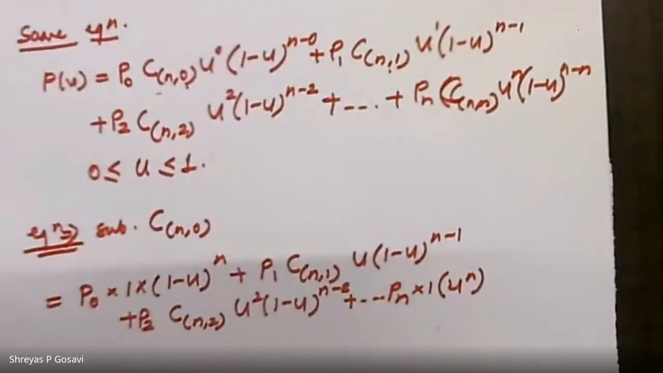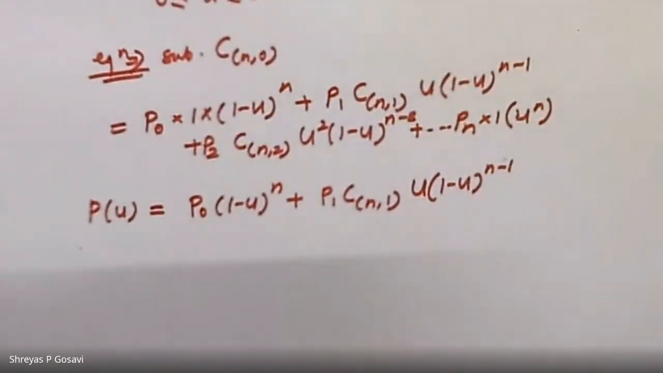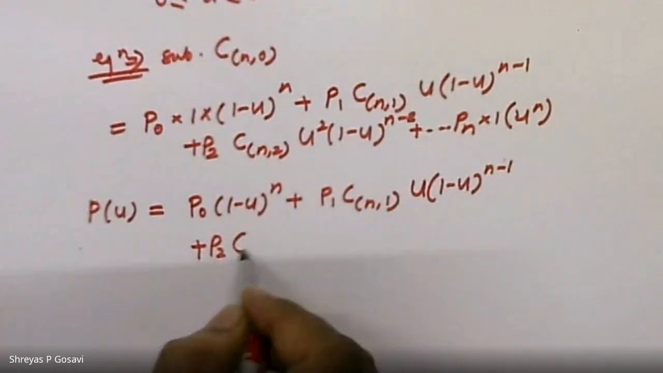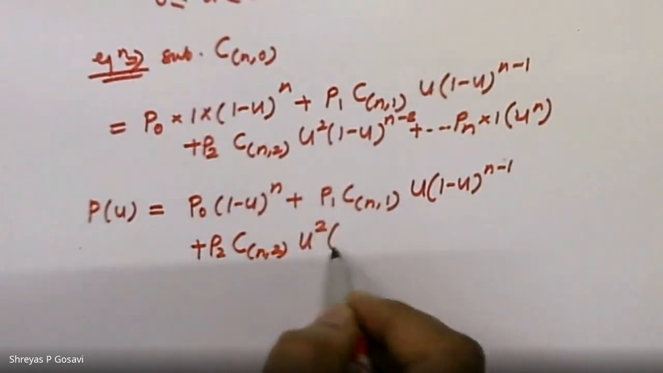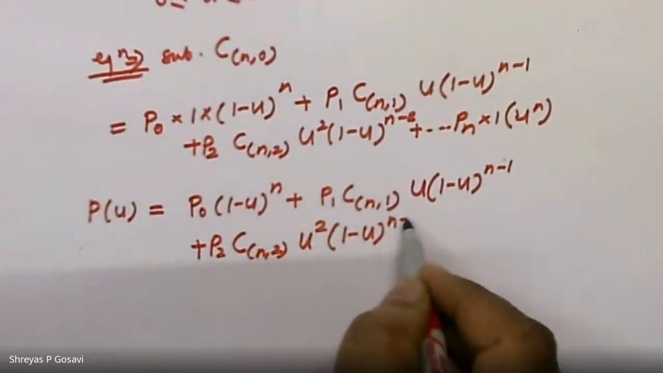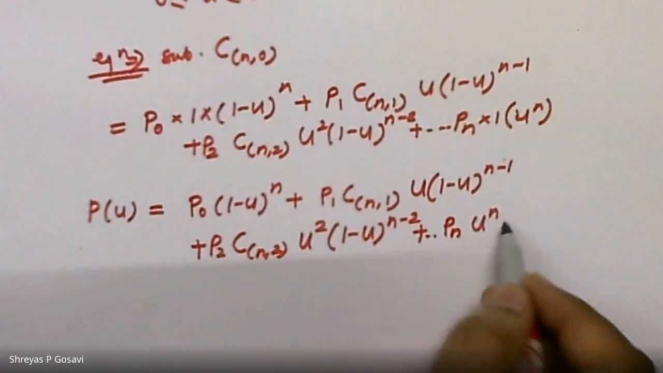Okay. So this is the general equation. So p of u will be equal to p0 into 1 minus u raised to n, plus p1 into c of n1 into u into 1 minus u raised to n minus 1, plus p2 into c of n2 into u square into 1 minus u raised to n minus 2, plus up to pn into u raised to n.